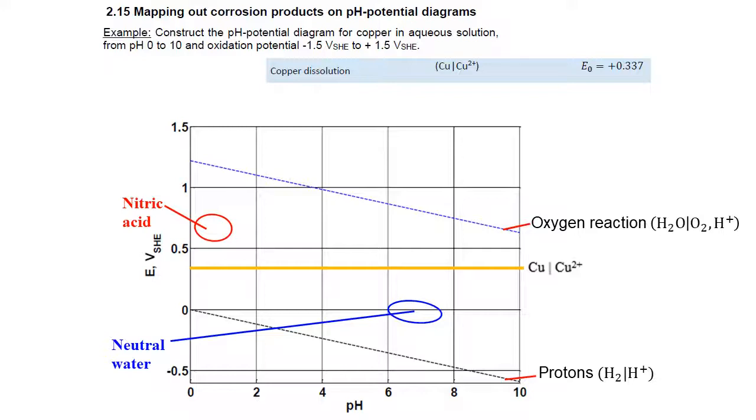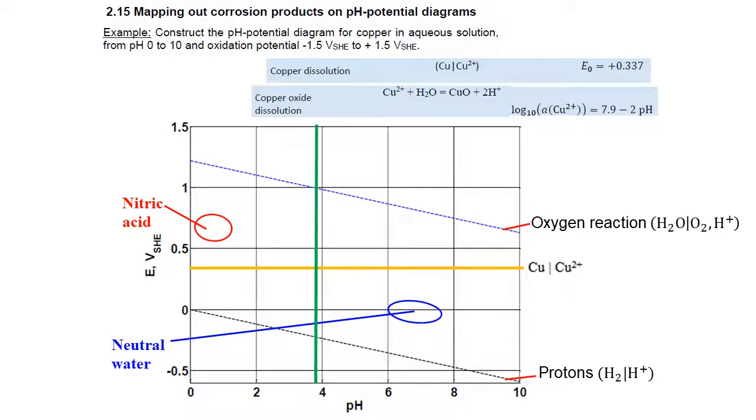So that's done part of our work of mapping out what is the stable corrosion product. The other part of the work is done by putting in this green line, which is the copper 2 oxide dissolution line. So this was the acid-base reaction, and we said that at any pH more acid or lower pH than 3.95, the copper 2+ ions were more stable than the copper 2 oxide. And to the right of this line, the copper 2 oxide was more stable than the copper 2+ ions.